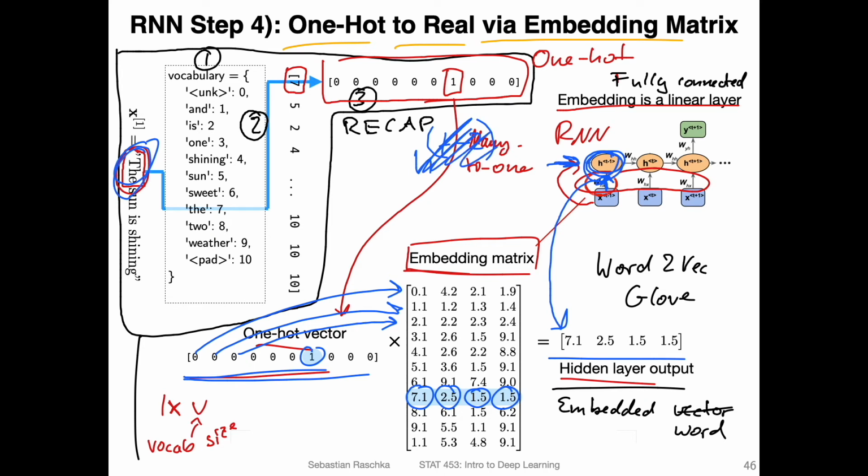It would be the first time step. So this would be actually the first time step. And this is how we input, let's say, a word into an RNN as a real value vector. All right, this is only one word though.